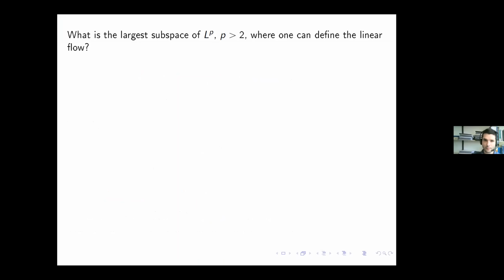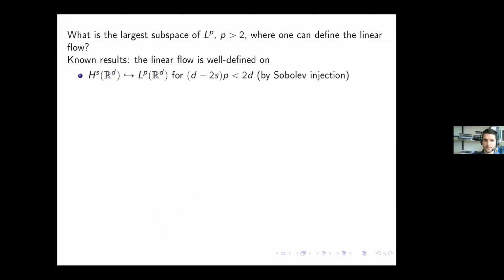So what are the known results regarding this? There's the simple result, which is that I just take the H^s space, which is embedded in L^p. If you have this condition concerning p, the dimension, and the number of derivatives, you just use the Sobolev injection and you get the flow defined on this subspace. But this is the easy answer, it's not the interesting one.